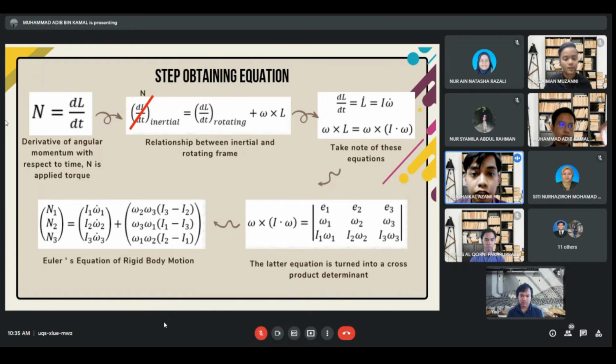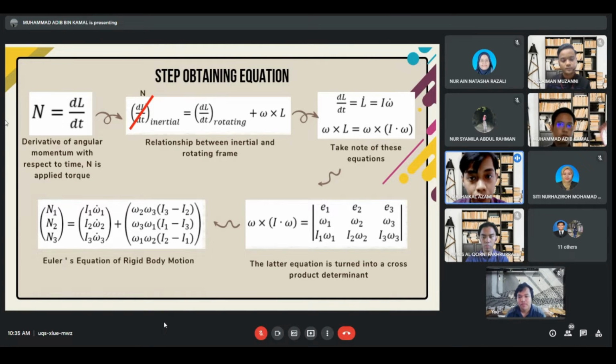Okay, in the Euler equation, we usually refer to two different coordinate systems, which are a space frame, also called a fixed frame, and the other frame, called the body frame or rotated frame. Okay, the first equation is the derivative of angular momentum with respect to time, which is the applied torque.